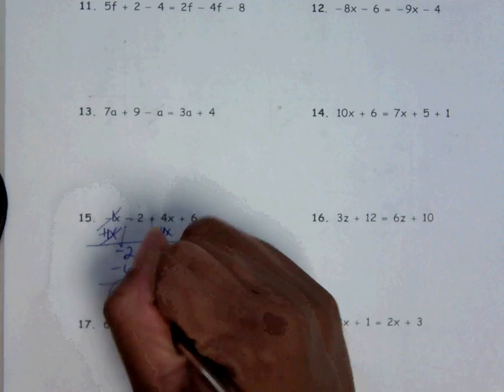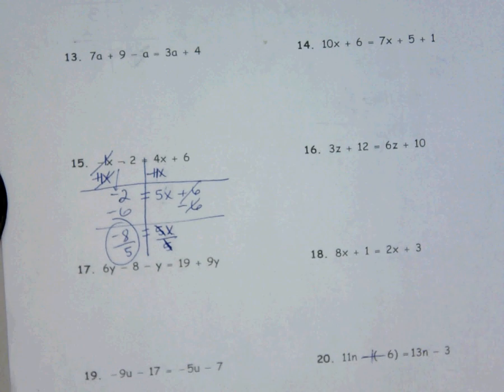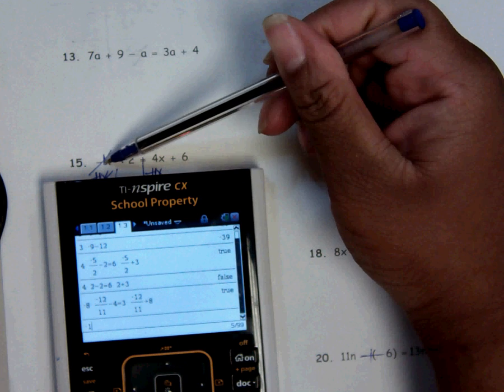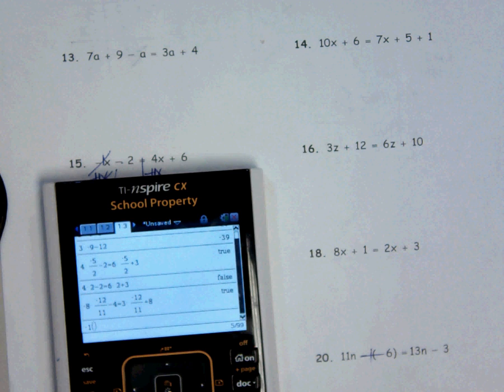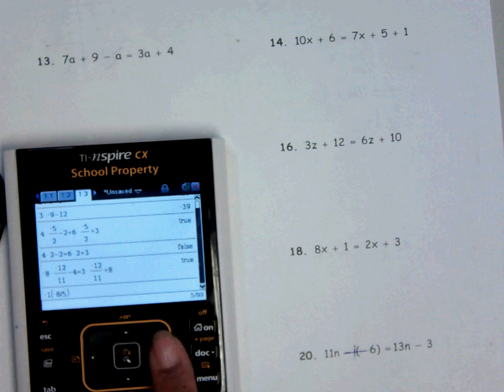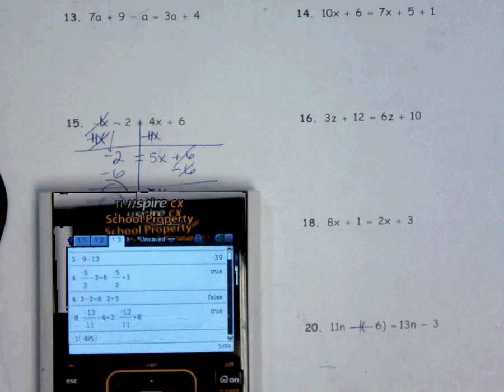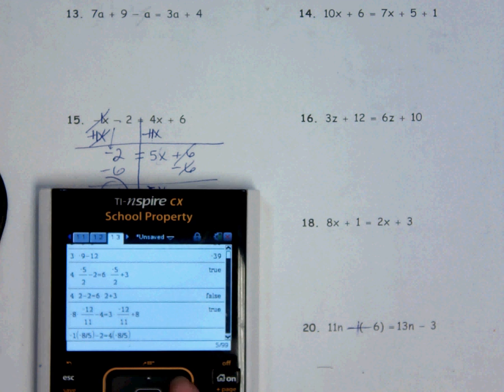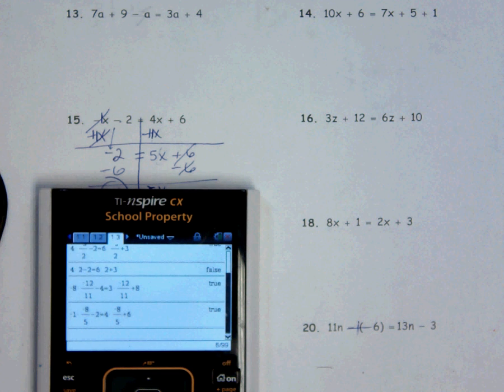So now this is my answer, and I can check it, but be careful this time, because you're going to do negative 1. That's why it's important. We went back and wrote that negative 1 right there. And then do parentheses and type in our negative 8 divided by 5. And now I'm going to do minus 2. Put my equal sign, 4, open parentheses, negative 8 divided by 5, plus 6. And it should say true.